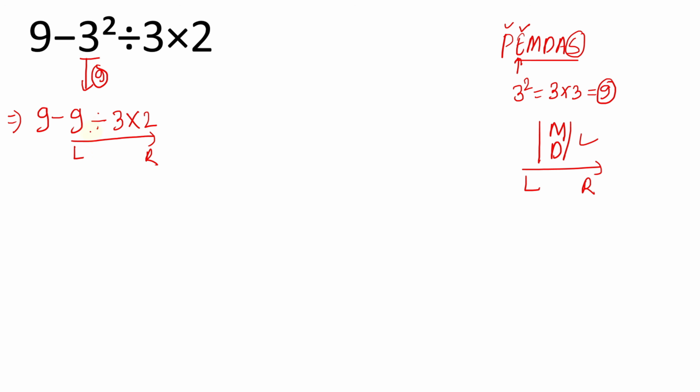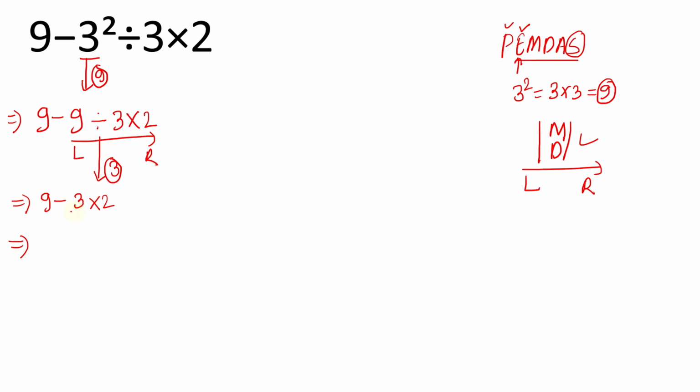Now we first operate this division part, which is 9 divided by 3, and when we operate we get the answer 3. So we can rewrite 9 minus, and in that place we write 3 times 2.